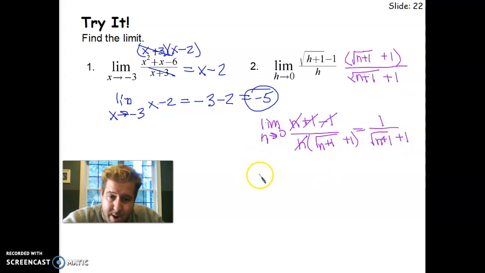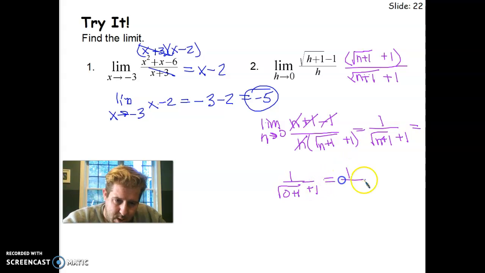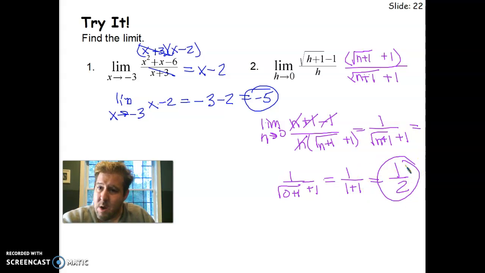All right, now I'm ready to substitute. So I'm going to throw 0 in and solve. So that becomes 1 over the square root of 0 plus 1, and then add 1. All right, so that becomes 1 over the square root of 1 is 1, 1 plus 1, and we are done. The answer is 1/2.